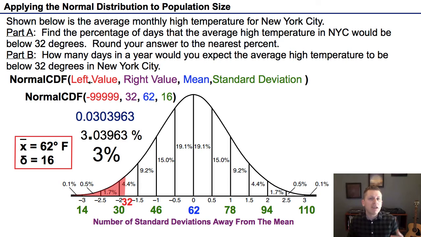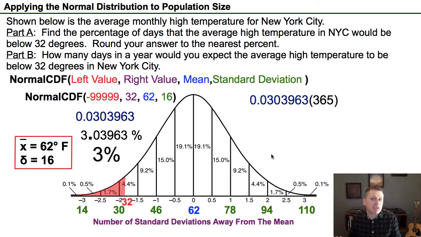Well, if you think about how many days are in a year, there are 365 days in a year, and we know that 3% of those days will be less than 32. So what part B is really asking is, what is 3% of 365? So I'm going to take the decimal representation of the percentage and multiply it by 365 days.